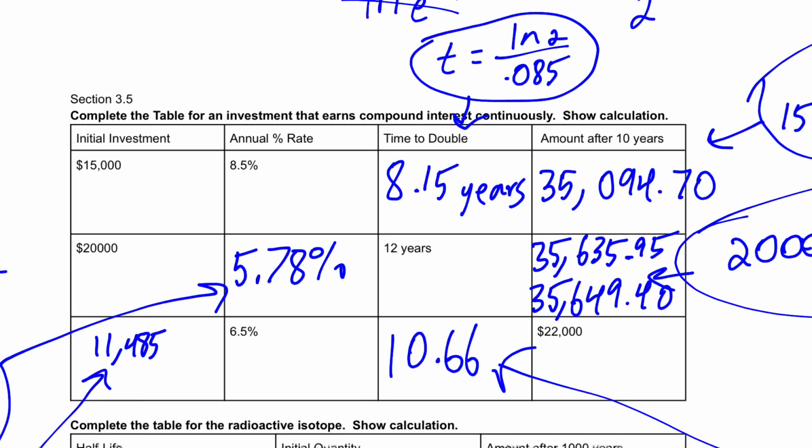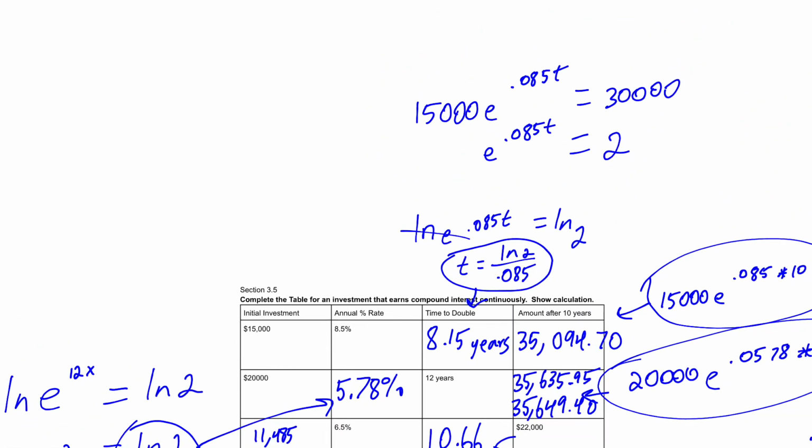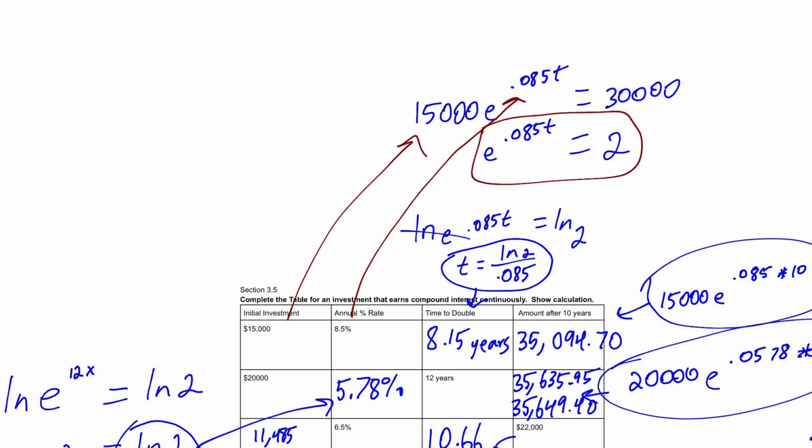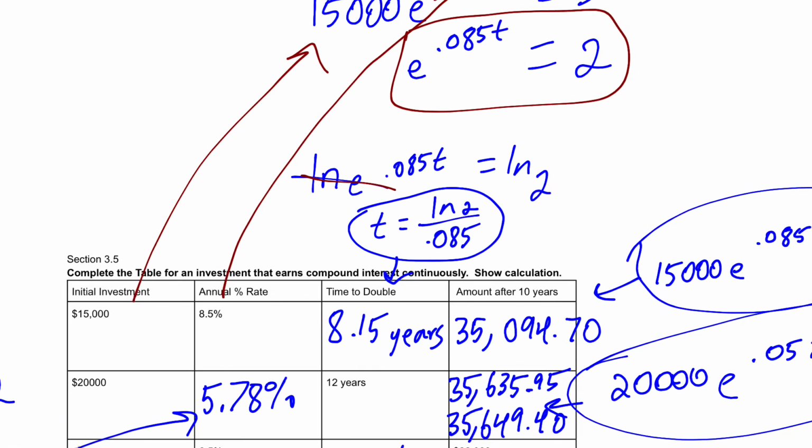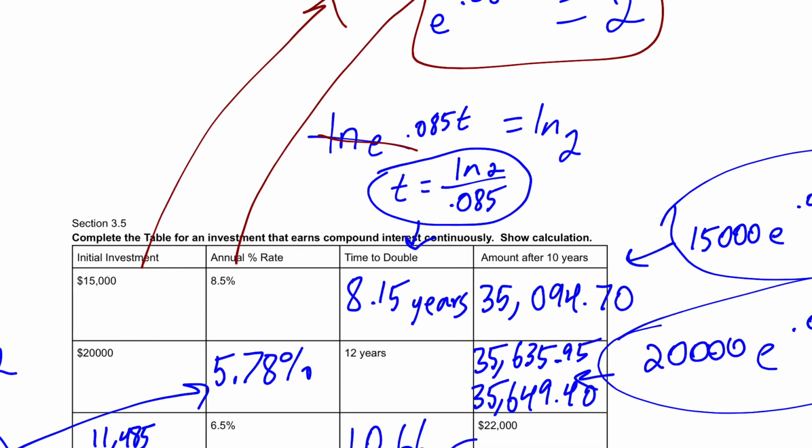Let's complete the table for an investment that earns compound interest continuously. So for the time to double, I'm going to start off with Pert, and I'm going to plug in 15,000 as my principal. E is built into the formula. My rate is 8.5, so that goes in here as 0.085. And I know that I'm going to be doubling, so I can set this equal to 30,000. If I divide both sides by 15,000, I get this. Now if I take the natural log of both sides, the e cancels out nicely. And if I divide by 0.085, I have my answer, 8.15.